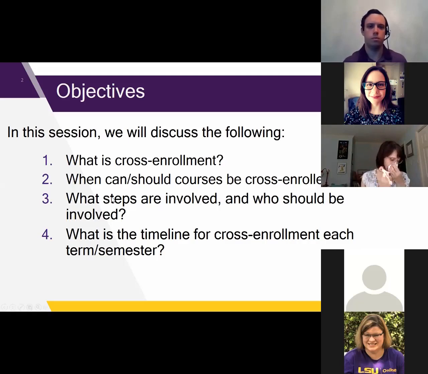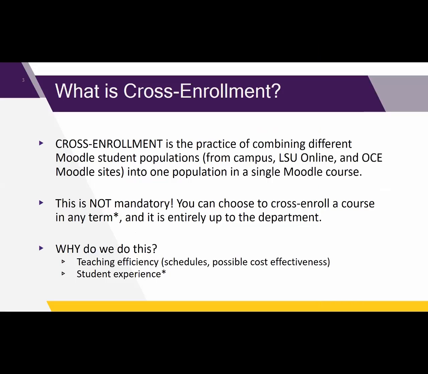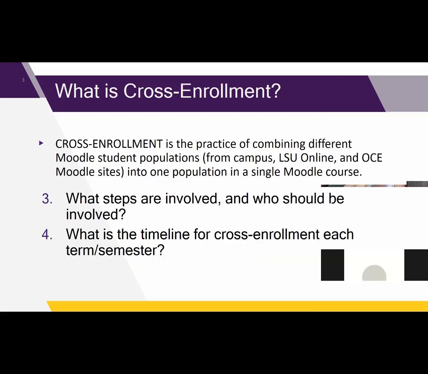Let's start off with our definition. When we say cross-enrollment, what we mean is combining different Moodle populations into one single Moodle course. We're not talking about the registration side. On the registration side, those students are still separate. They're still either LSU Online students or LSU campus students. What we mean is that we're combining them in Moodle. We have 3 separate groups of students that we can do this with.